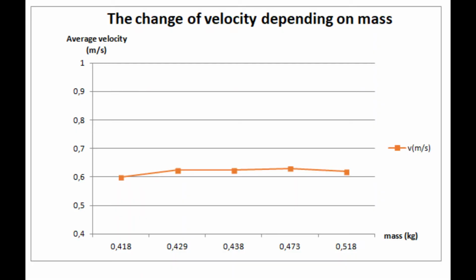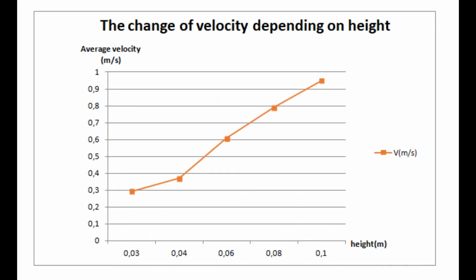After doing the experiment and getting data, I calculated the average velocity and drew 2 graphs. The first one shows the change of the velocity depending on mass. Since the slope of the line is approximately 0, it can be concluded that the change in the mass doesn't affect the velocity. The second graph shows the change of the velocity depending on height.